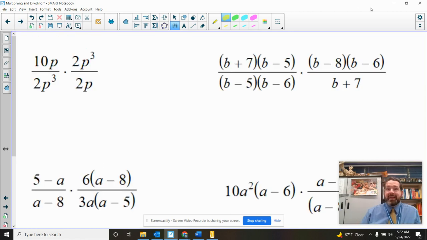Here's what we got now. Example palooza. So with all of these, quick pause and then unpause when you're ready to check things.